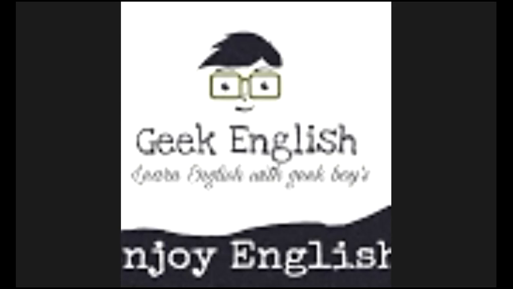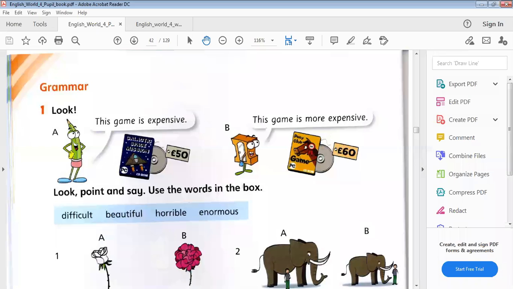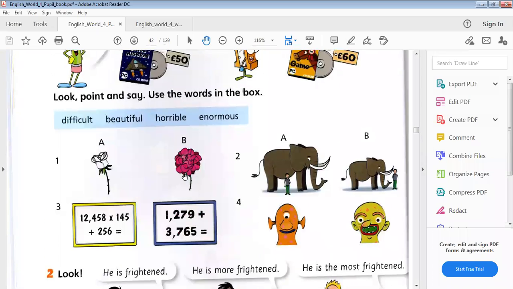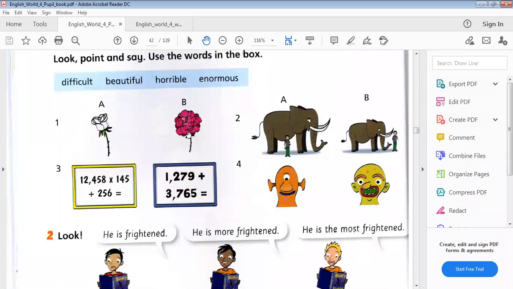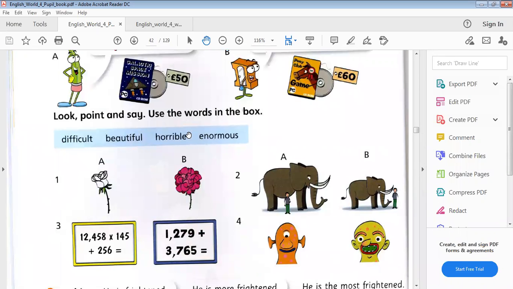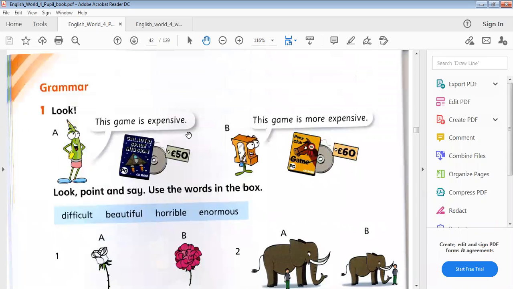Hello, dear students. Today I will be talking about the grammar section in Unit 3 in our book English World. Okay, so please bear with me. Here we will go to the book. I'll just explain the grammar section. Listen carefully, please. And if you didn't understand the first time, watch it again and again until you understand.